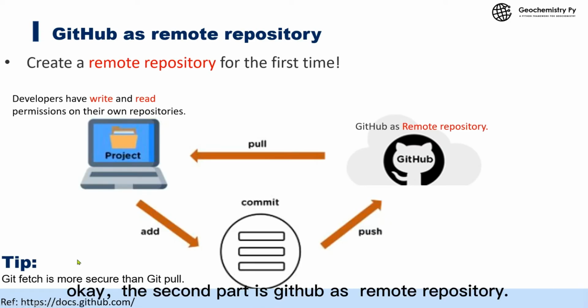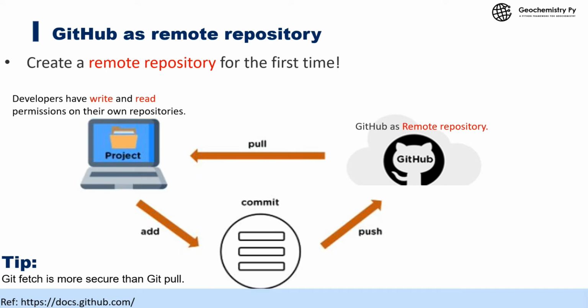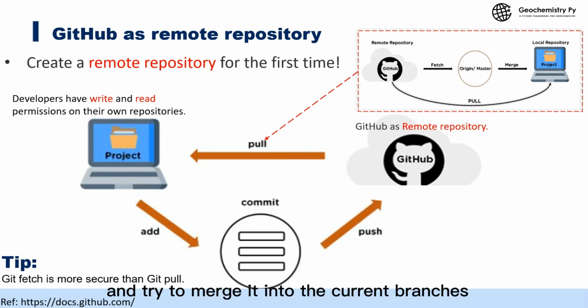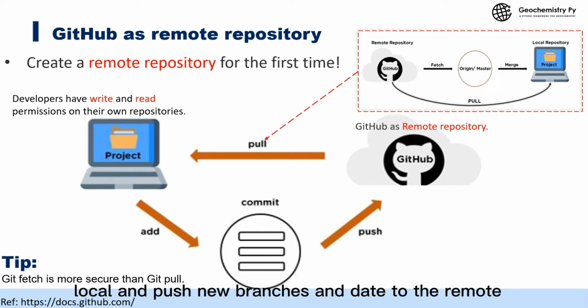Okay, the second part is GitHub as the remote repository. First, create a repository on GitHub. Developers have read and write rights. They can download the new branch and the data from the remote repository and try to merge it into the current branches. Then we update and modify locally and push new branches and data to the remote.